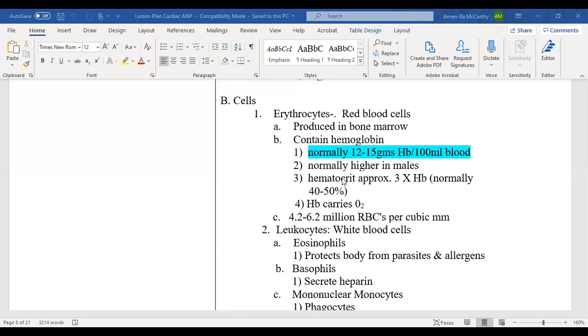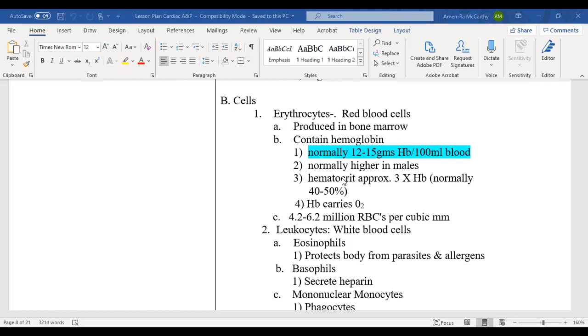All right. Number 4, we talked about hemoglobin. It's what carries the oxygen. So these are the important things about hemoglobin. Hemoglobin is found in the red blood cell, right? It's a protein found inside of the red blood cell that attracts oxygen. It carries oxygen. The amount you should have is about 12 to 15 grams per deciliter of blood. The hemoglobin is usually higher in males than in females. And to find the hematocrit, we simply multiply the hemoglobin times 3, and that answer is in percent.